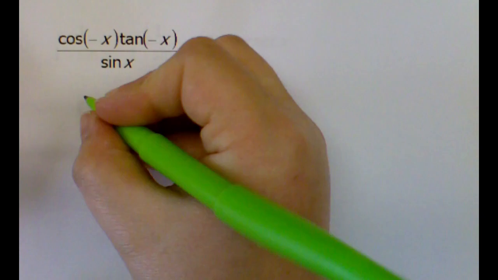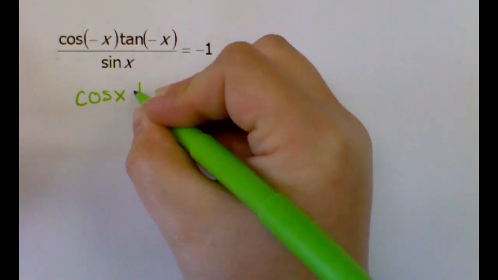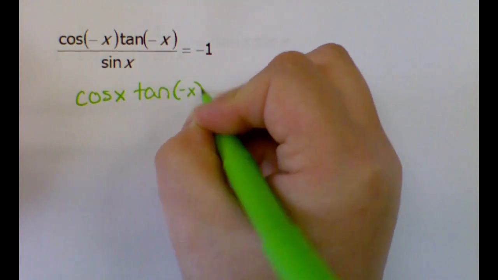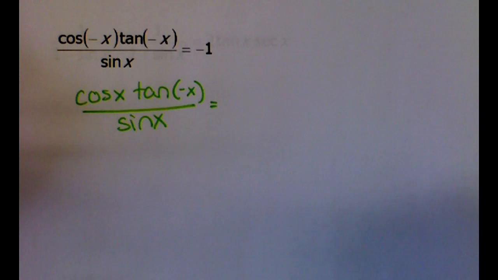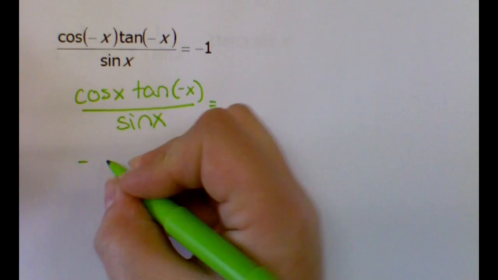This one is using those odd and even identities. So let's start with cosine of negative x. Cosine of negative x is just cosine of x. All right, and then tangent of negative x is negative tangent of x. So I'm going to stick a negative out front.